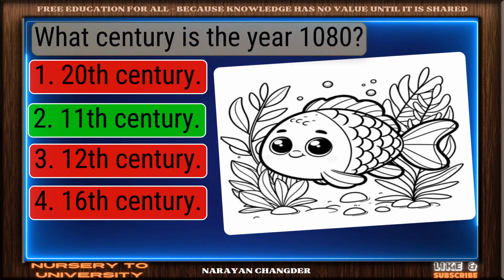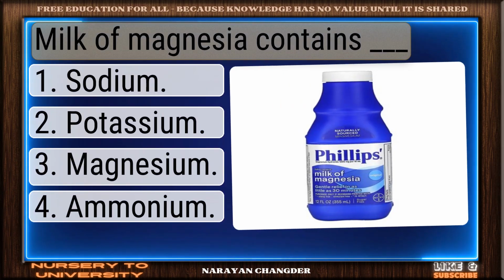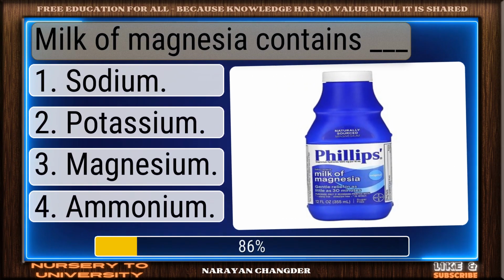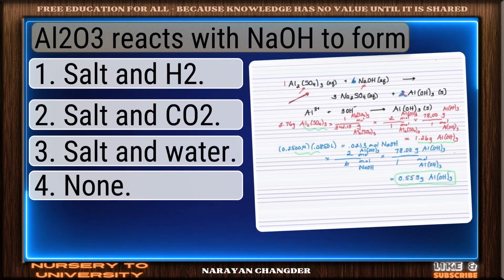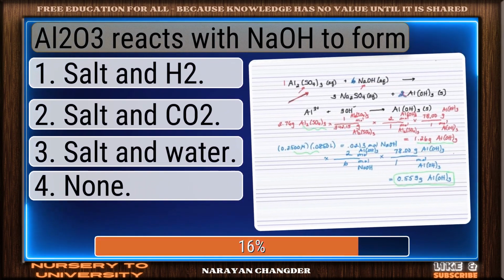Good thinking. 11th century is the right answer. Question number 149. Milk of magnesia contains dash. Smart pick. Magnesium is the correct choice. Question number 150. Al2O3 reacts with NaOH to form.